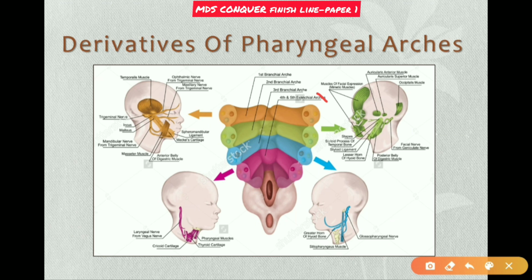So you can draw a diagram representing the pharyngeal arches, like the first branchial arch, second, third, fourth, and fifth. So you can draw the diagram of the pharyngeal arches.